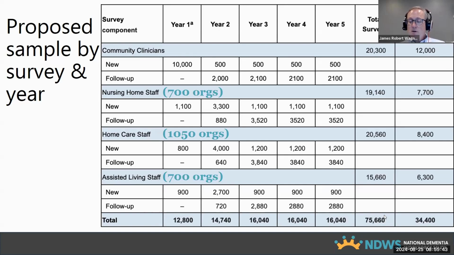So we're planning to complete 75,660 surveys across 34,400 different unique persons. We also plan 700 nursing homes to be recruited, 700 assisted living communities, and 1,050 home care organizations, agencies. So that gives you some sense of the sample size and when it'll be recruited. Of course, this could be subject to change as plans develop, as we learn more about difficulties with recruiting different parts of the population. We might want to change what we're doing here. But this is the plan that we have started with and that we're implementing certainly for year 1 and working towards for year 2.